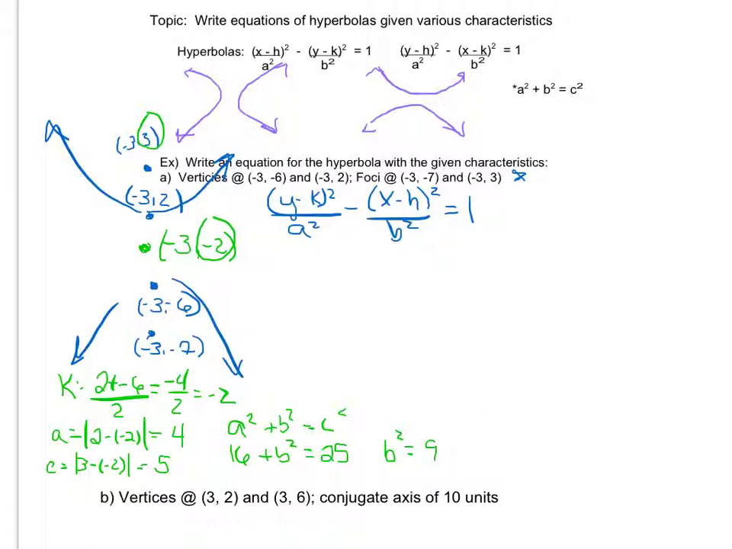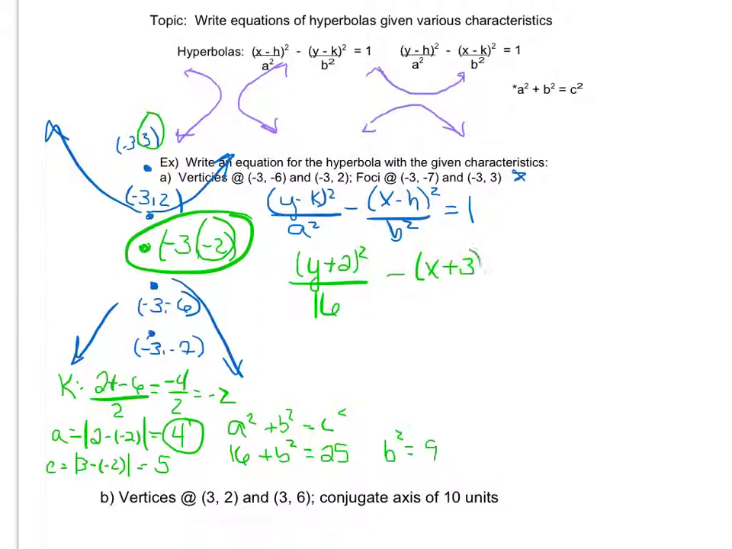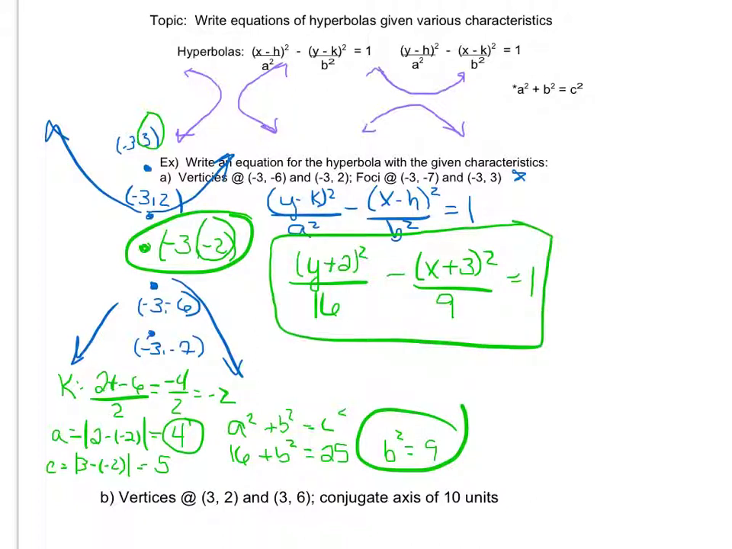So now that I know what a is, and therefore I could find a squared, I know b squared, and I know h and k, I can go ahead and just write my equation for my hyperbola. And I have y minus k, so plus 2 squared over a squared. Since a was 4, I'm going to go ahead and square that and get 16. And then I'm going to do minus x minus negative 3 squared over my b squared equals 1. And there's my equation for my hyperbola. I do want to look at one more example.